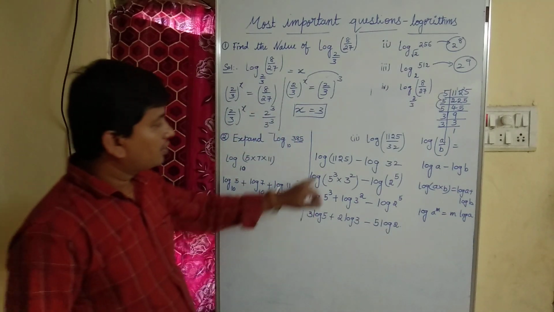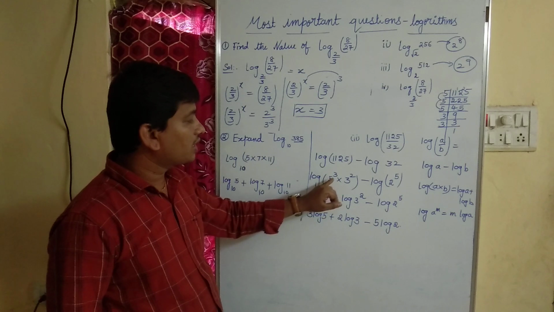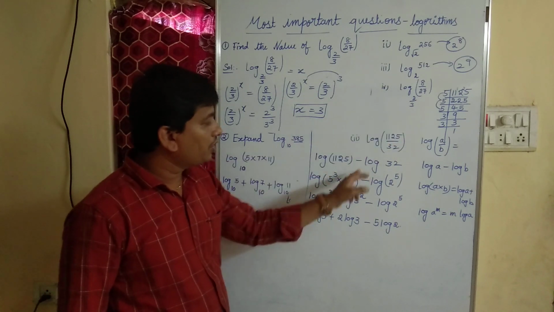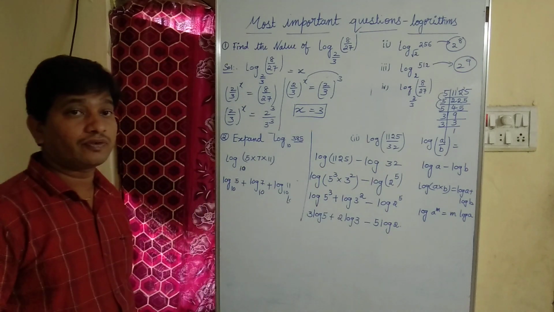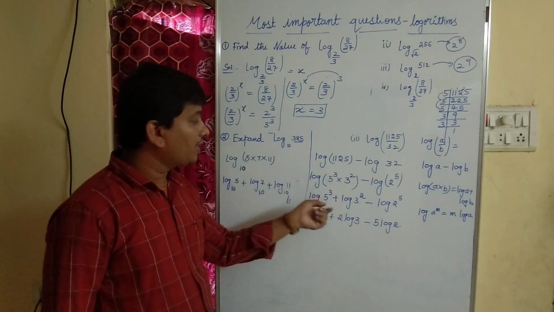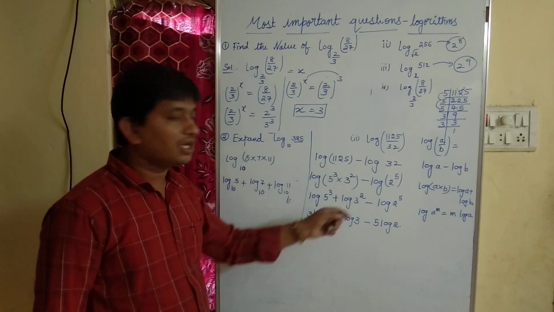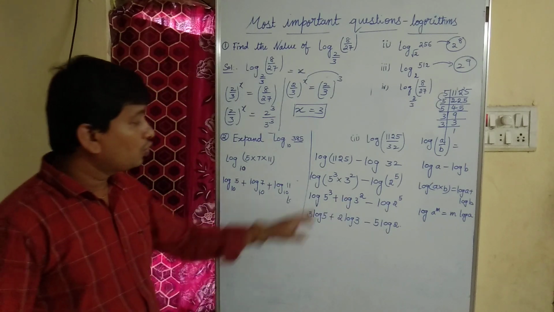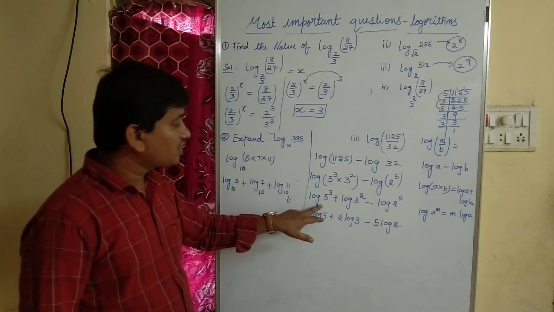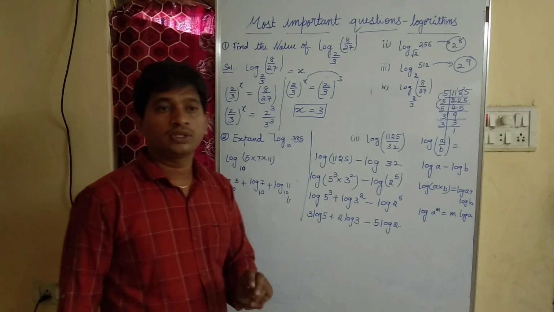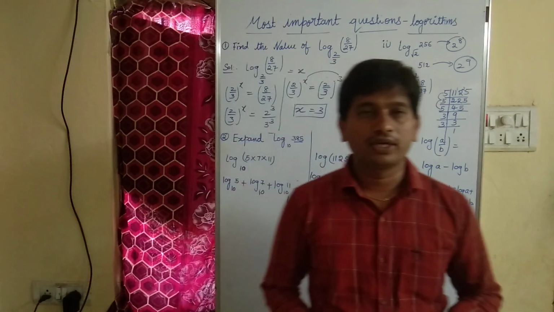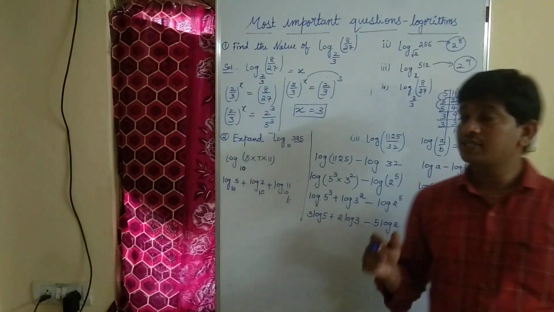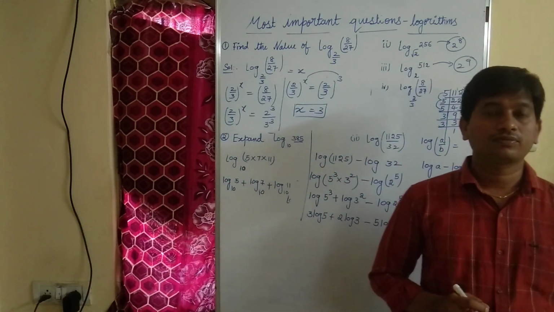Children, did you understand? Log 1125 we wrote as 5 cube into 3 square minus log 32 we wrote as 2 raised to the power 5. Log a into b I can write as log a plus log b. Individually we are applying log to both the terms. Again which is in the form of log a power m. Log a power m, right? So this is our second method. Let us discuss now the third method as well.